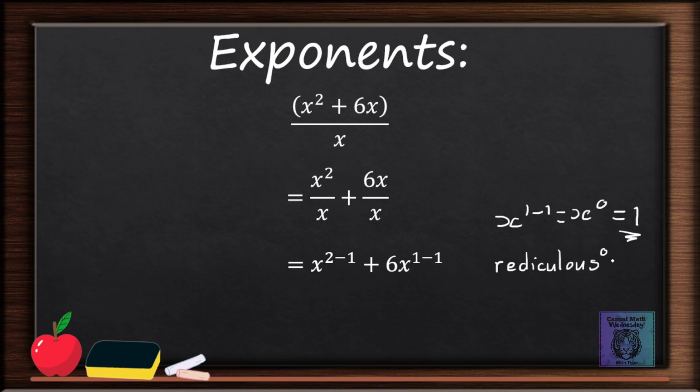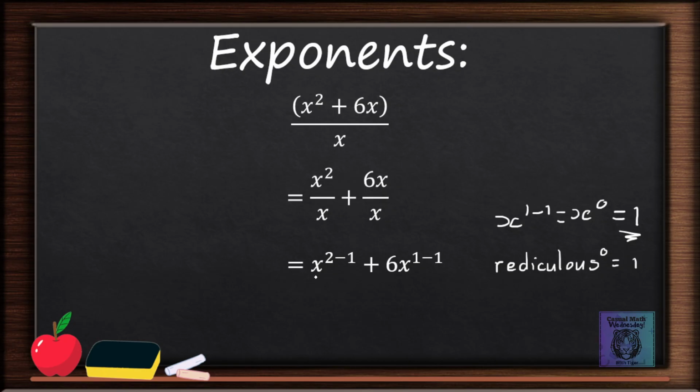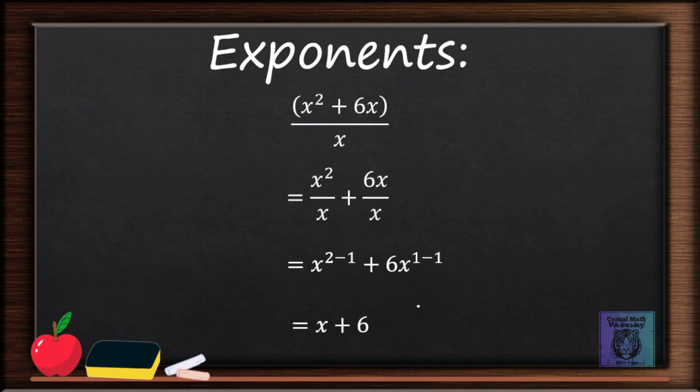To the power of 0 is 1. It's always 1. So if we go and check, we can say x to the power of 2 minus 1, that's the 1, plus 6 times 1, that will give you the answer of x plus 6.